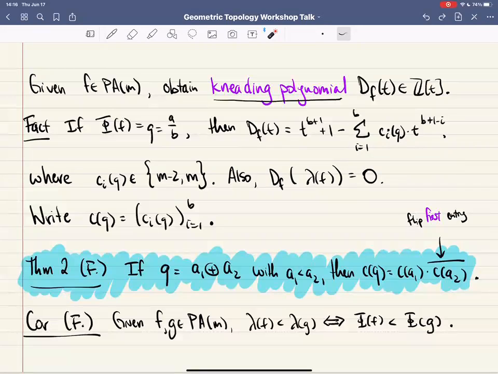Okay, let's record this sequence of coefficients as a vector, C of q. Then our second result is that if you're at a vertex of the Farey tree, and this vertex is the mediant of its two ancestors, A1 and A2, then you can compute the coefficient vector of q just by concatenating the coefficient vectors of its ancestors, A1 and A2.